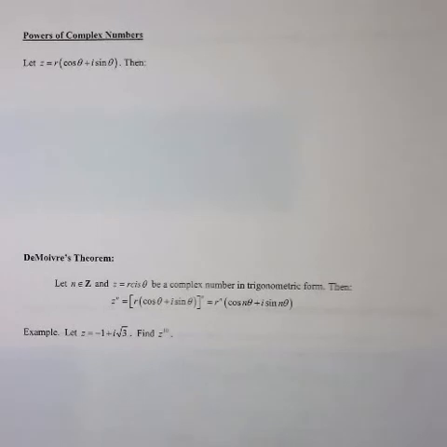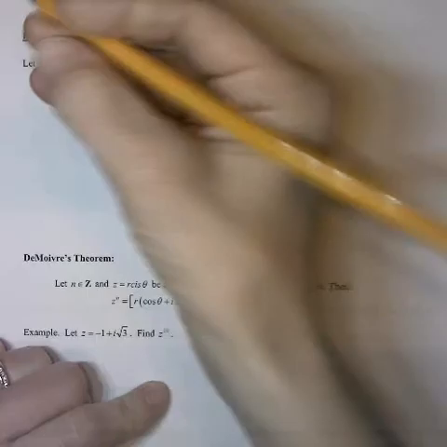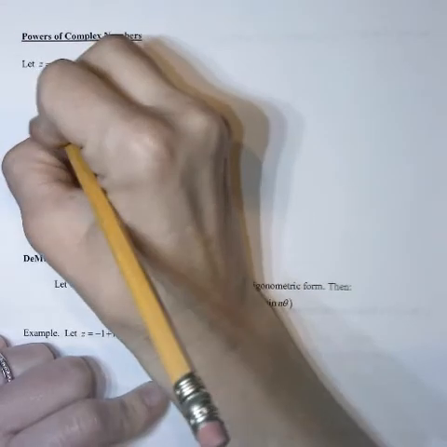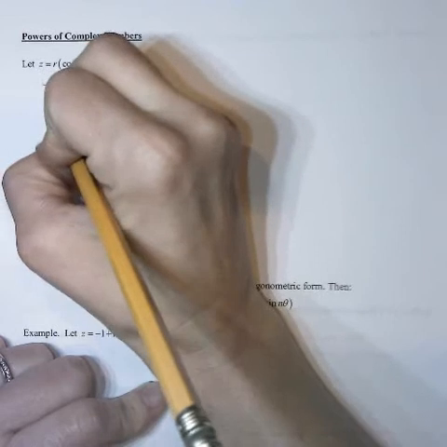Next, we're going to look at the theorems that show us how to find powers of complex numbers and roots of complex numbers. So let's start with powers. And because we already know how to multiply complex numbers, this is really easy to show that this formula will work. Because when we find powers, we're talking about whole number powers like z squared, z cubed, etc.